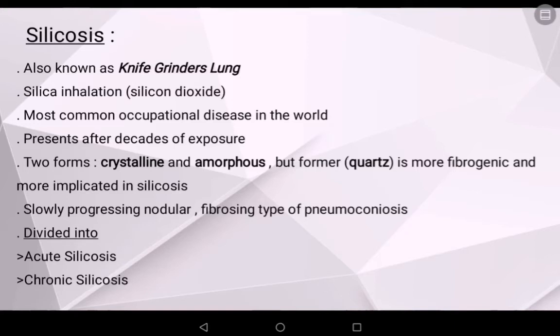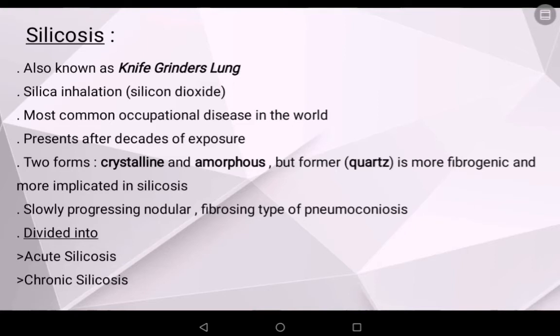It occurs due to the chronic inhalation of silicon dioxide or quartz, and it is the most common occupational disease in the world, presenting after decades of exposure to silica. It is divided into two forms, crystalline or amorphous, but the former, the crystalline form, which is known as quartz or silicon dioxide, is more fibrogenic and is more implicated in silicosis.